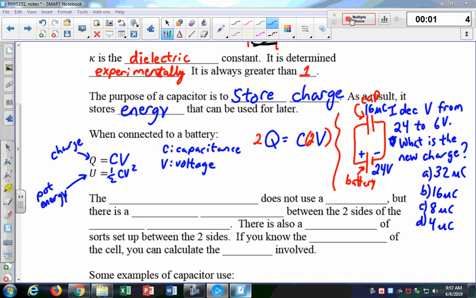I decreased V, it was 24 volts, and I had 16 microcoulombs. Now I decrease it to 6 volts, and what is the new charge going to be?